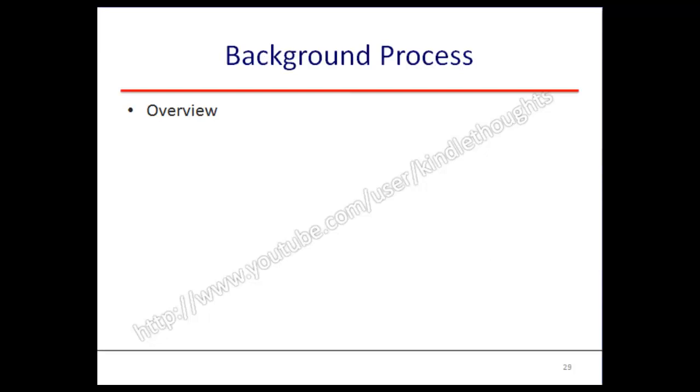Now, moving on to background process. Background processes are those processes which are started when an instance is started up. So each of these processes has a specialized function, and again there are different background processes. The background processes are essential for the functioning of a database.